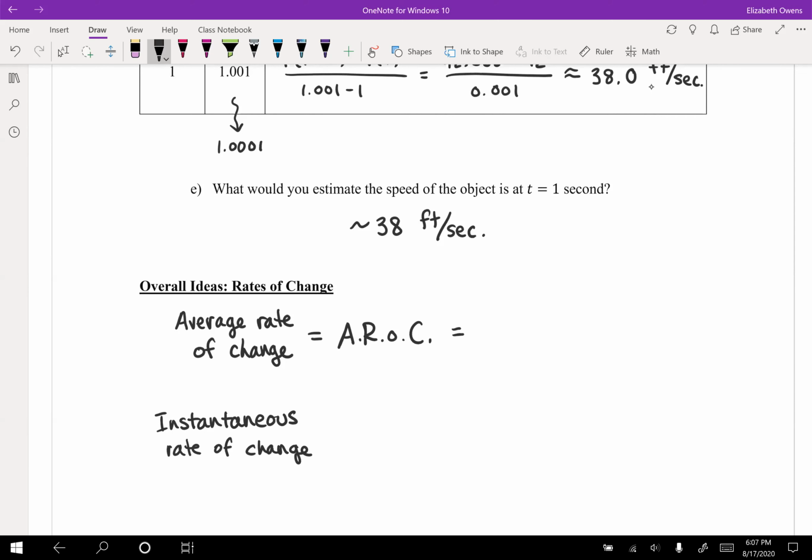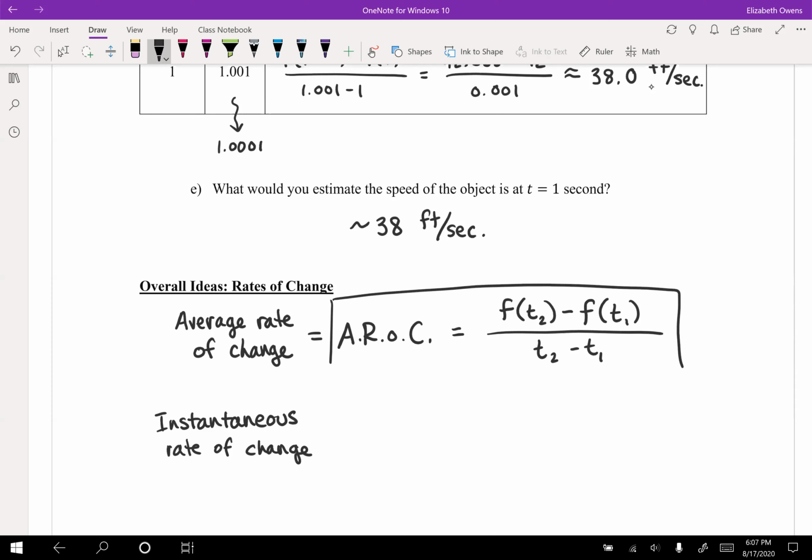You can calculate an average rate of change by taking the function value at time t2 minus the function value at time t1, and then dividing by the change in time, t2 minus t1. There we go. Okay, so this is a good one to know, average rate of change.